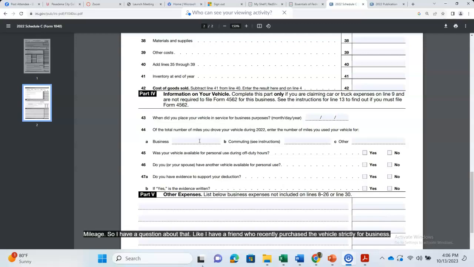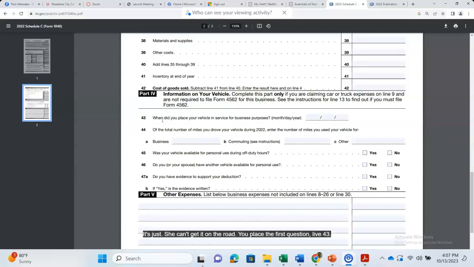So I have a question about that. I have a friend who recently purchased a vehicle strictly for business, but it's not moving right now because she still has to finish some extra paperwork, which should be done by next month. So the vehicle's been sitting and she's been paying the payments, but it's not moving. What happens to those months that it's not moving, but it was purchased for the business? She can't get it on the road till she finishes a couple of things.